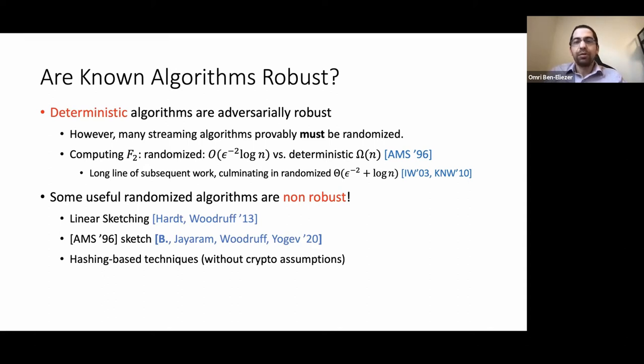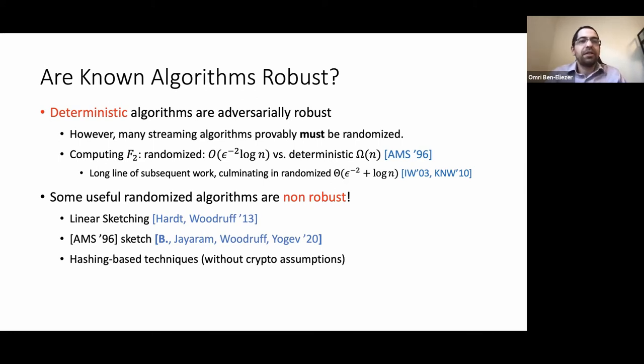And the reason for these two is that in linear sketching we choose some random matrix in the beginning, and all that it takes for an adversary to know the randomness is to learn important information about the matrix. And so there are some techniques that use streaming to learn this kind of information that allows the adversary to attack. There are also other situations where randomized algorithms may fail. For example, if we use a hash without crypto assumptions, so a hash that is not cryptographically secure, then it might be a problem, because if the adversary learns about the hash, then we don't really have anything to do.